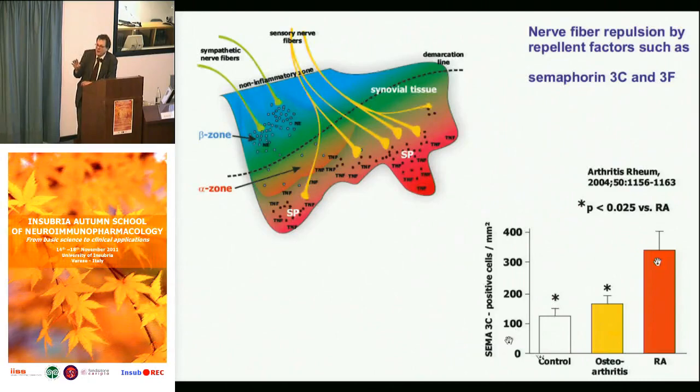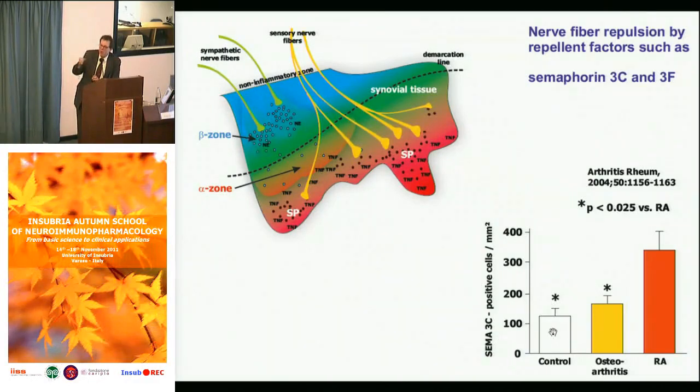We also look for other repellent factors. Semaphorine 3F is another one, and is also much higher in the tissue. But the repellent factors for the sensory nerve fibers, they are also called semaphorins, and the name is semaphorine 3A. A is for the sensory, F and C is for the sympathetic. We don't find semaphorine 3A in the inflamed tissue. Not at all. There's no semaphorine 3A. So the sensory nerve fibers get not repelled, but the sympathetic nerve fiber gets specifically repelled.